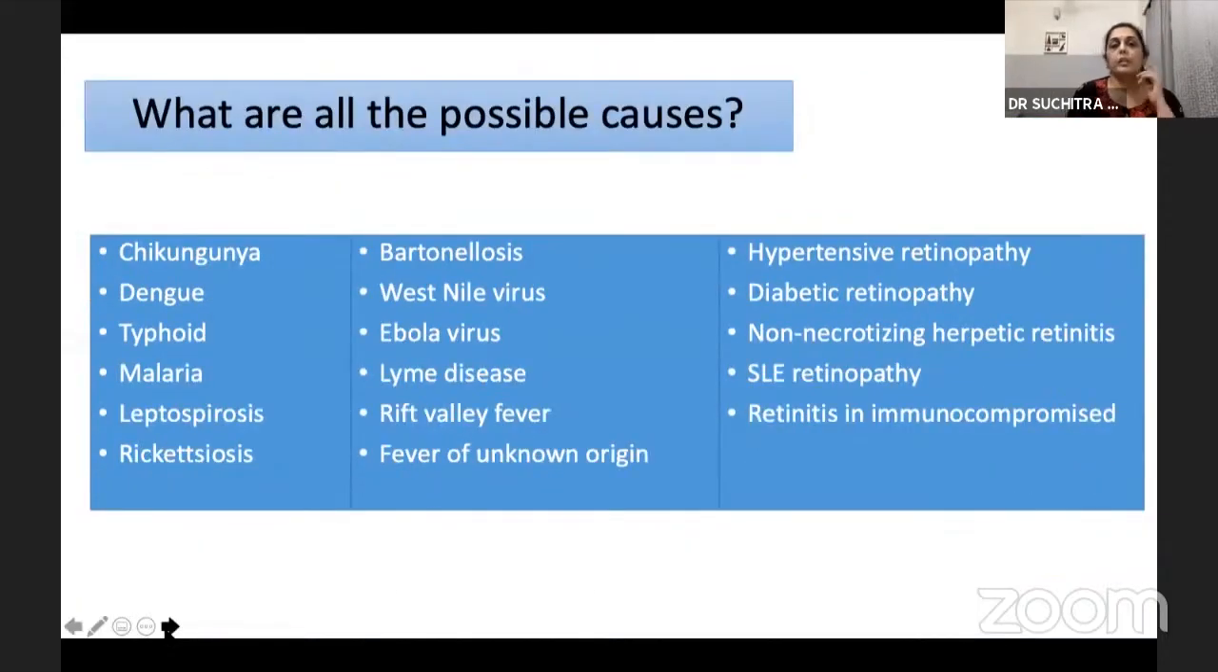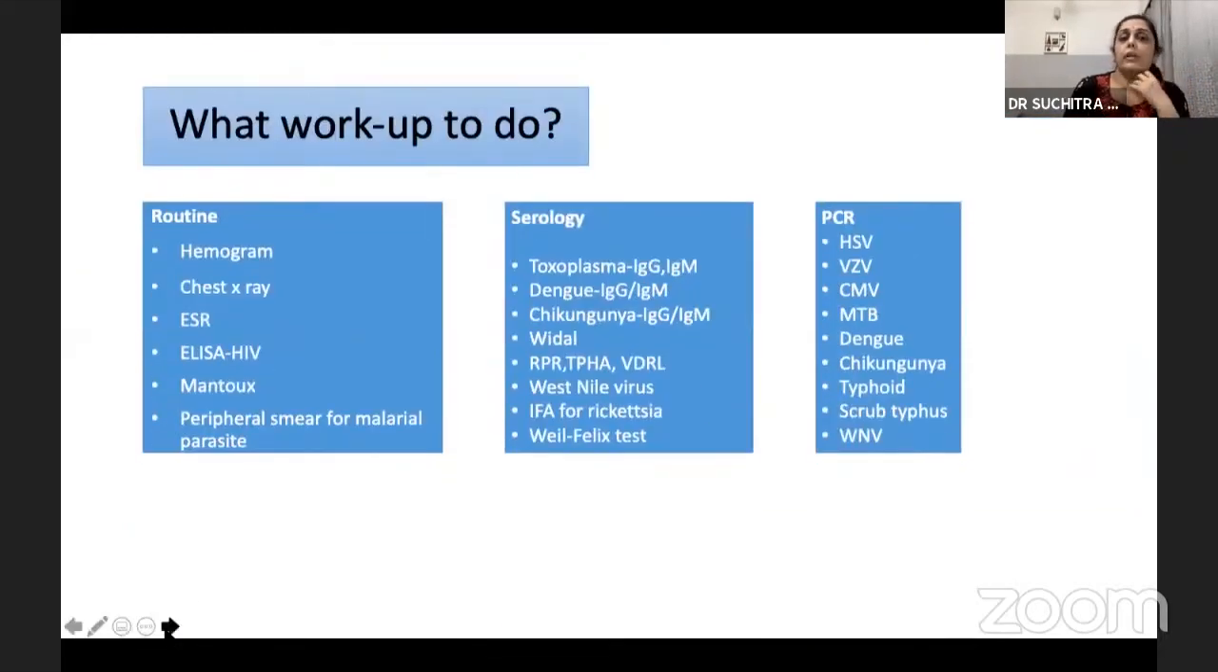So what are all the possible causes? This is a large list of etiology. The left column shows the most common etiological agents, and the right column shows the differential diagnosis which we need to rule out in case of fundus picture like this, where you see the cotton wool spots and other features what Dr. Advaita showed. So what workup do we do?